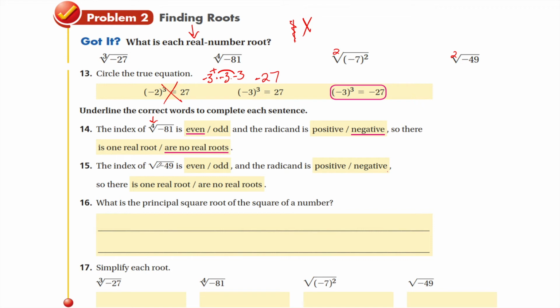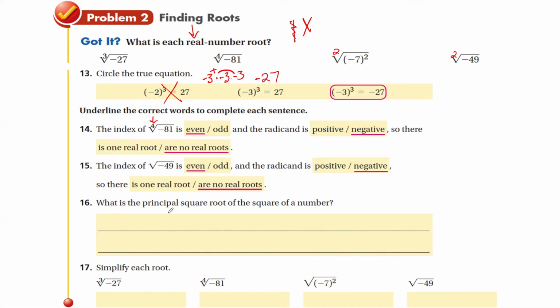The index of the square root of negative 49 is going to be even. Like I said before, it's an implied 2. 2 is even, so we can check that off. And the radicand is going to end up being negative because that 49 is negative. So there, just like the fourth root, will be no real roots.